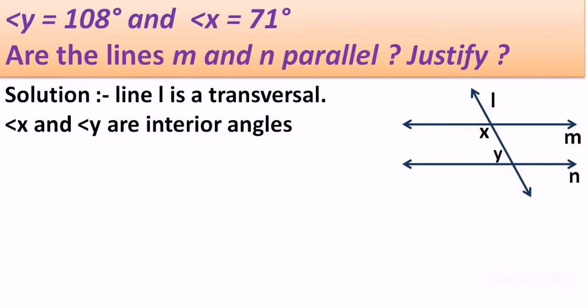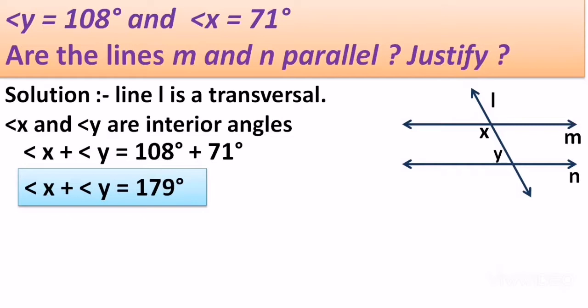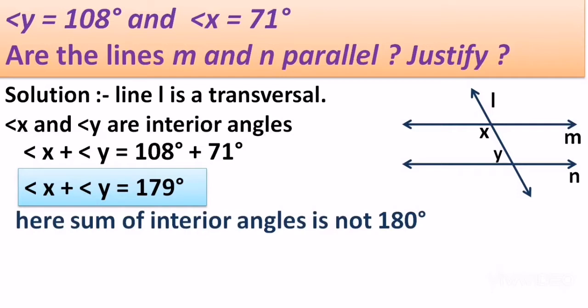Whenever interior angles are made by a transversal intersecting parallel lines, they become supplementary, right? So when you add X and Y, if your answer comes to 180 degrees, then the lines are parallel, and if it doesn't come to 180 degrees, then the lines are not parallel. If you add 108 and 71, you get 179, and that makes lines M and N not parallel.